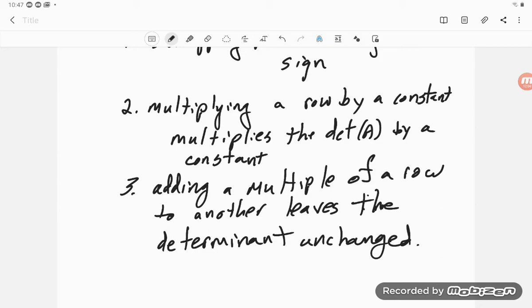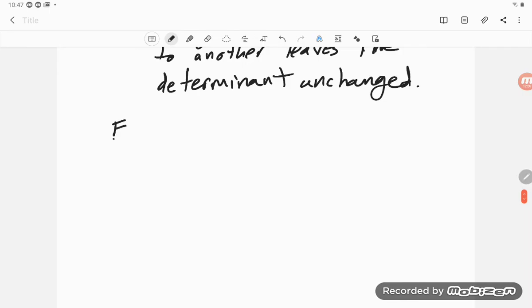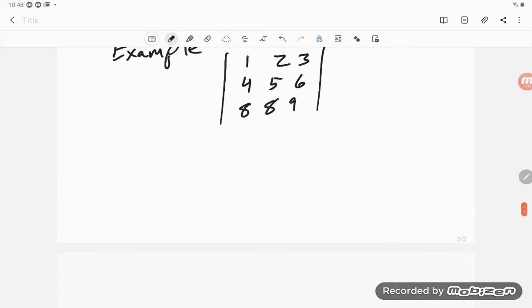Okay, so they give an example. Now I'm going to do their example slightly different than them. They want the determinant of 1, 2, 3, 4, 5, 6, and then 8, 8, 9, because they wanted something non-singular, I guess.